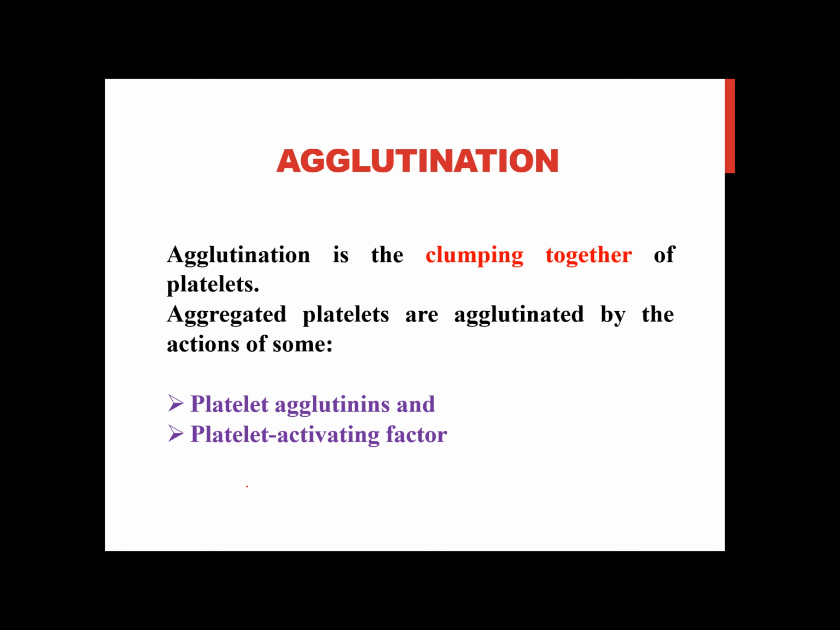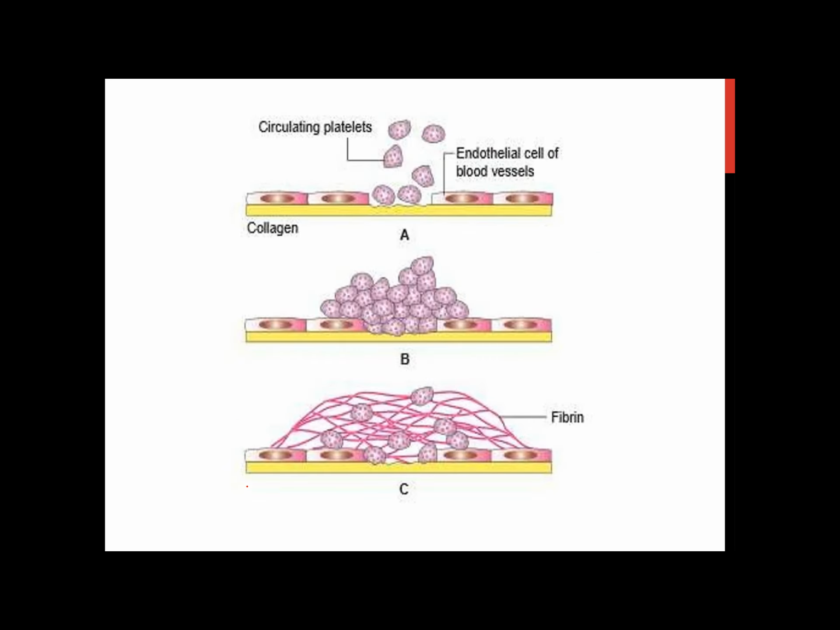Then the third property of your platelets is agglutination, which is the clumping together of platelets. Aggregated platelets are agglutinated by the action of platelet agglutinins and platelet activating factor. So ito para mas maintindihan nyo: from adhesion, they would adhere to the collagen, and then after adhering, they would become activated. They would form your philopodia, wherein they would now start aggregating. And then from aggregation, papasok na si secondary hemostasis nyo, forming that fibrin clot.